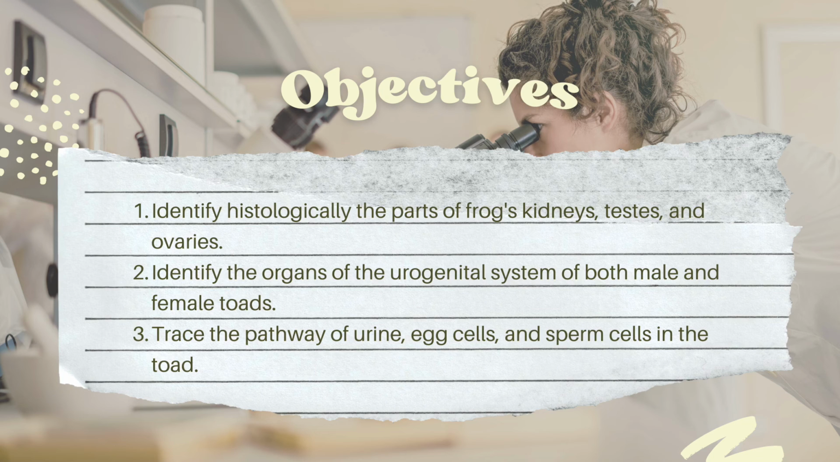For our objectives, we will identify the histology and the parts of the frog's kidney, testis, and ovaries. Second is to identify the organs of the urogenital system of both male and female toads. And last, we will trace the pathway of urine, egg cells, and sperm cells of a toad.